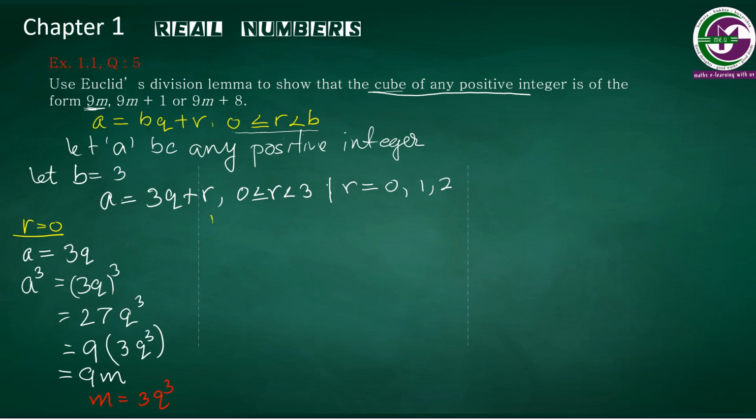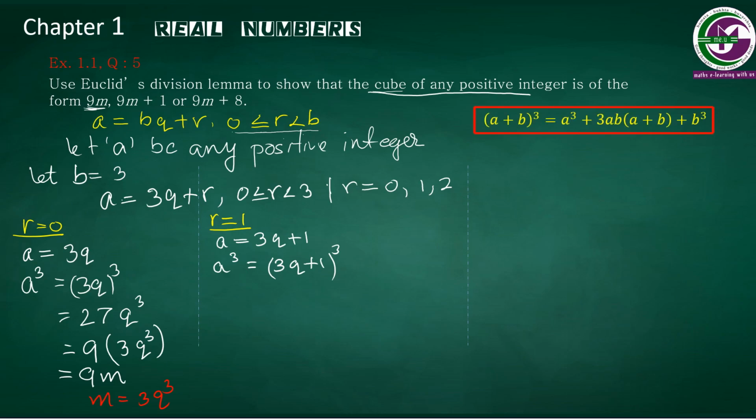If r equals 1, then the statement will become a equals 3q plus 1. Now we need to find the cube of a. So a cube is equal to 3q plus 1 the whole cube. So we need to apply the a plus b the whole cube formula. What is a plus b the whole cube? You already learned: it equals a cube plus b cube plus 3ab times a plus b. So this is the identity you learned in class 9.